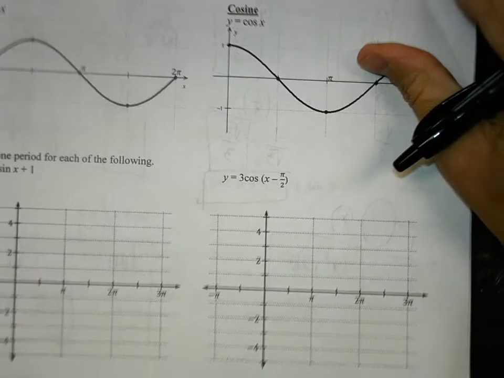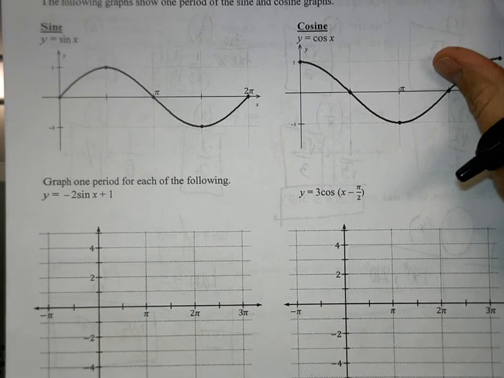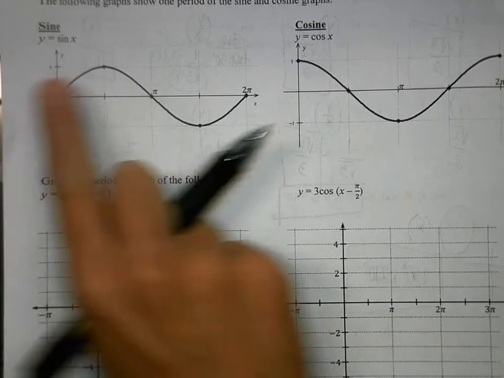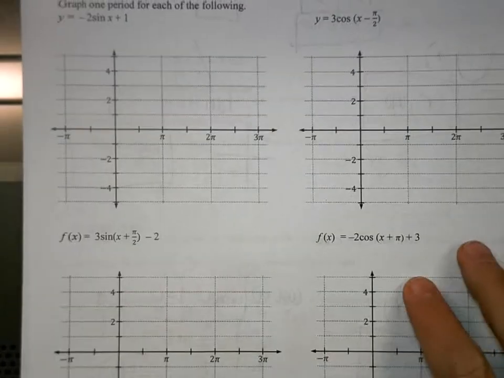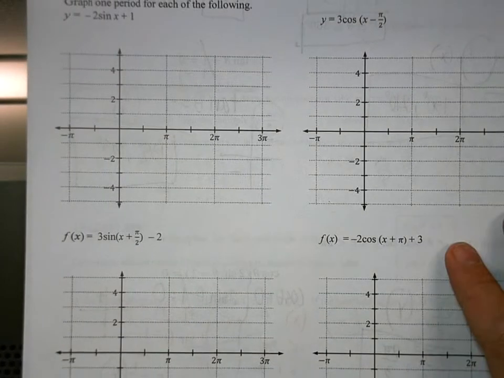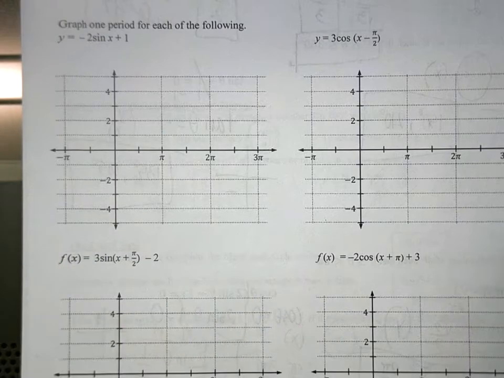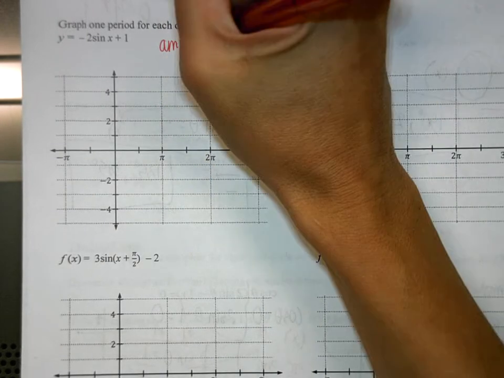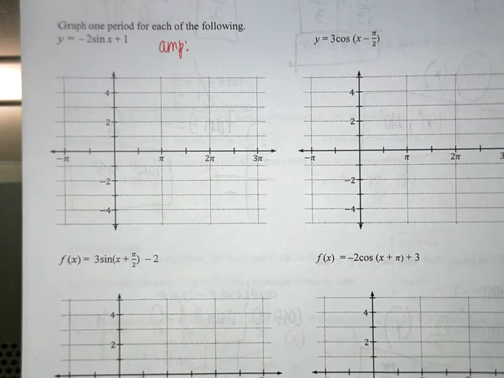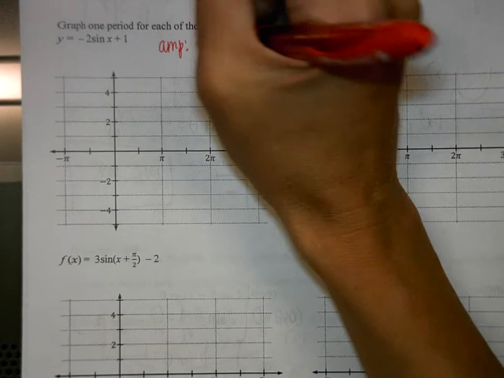Sine and cosine graphs. Okay, so here's your original sine and cosine graphs. And now we're going to do some examples. Do you guys remember what this number in front represents? The amplitude. Very good. The amplitude. And it's always positive because you always end up going the positive direction and then also the negative direction. And so this amplitude is 2.